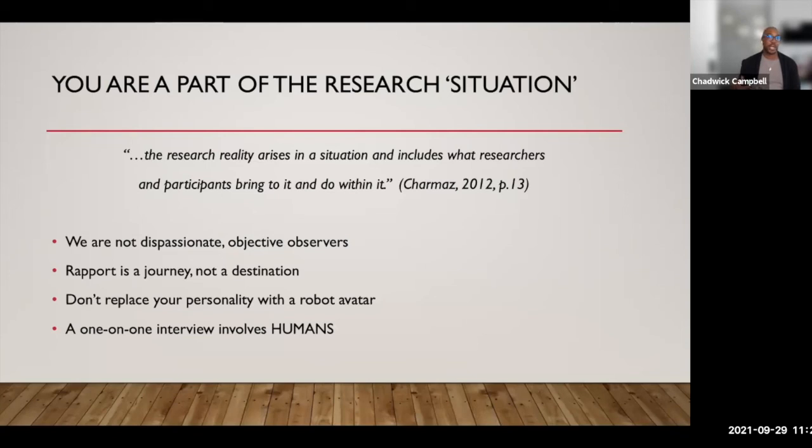We are not dispassionate, objective beings. We are humans. And so we can't go into an interview thinking that we are going to be completely objective, because that's not possible. What is important is that you are able to set aside, to the extent that you can, beliefs and opinions and experiences that you've had, and try to focus on understanding the participant's perspective.